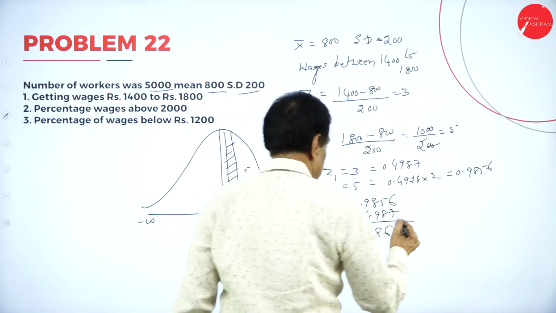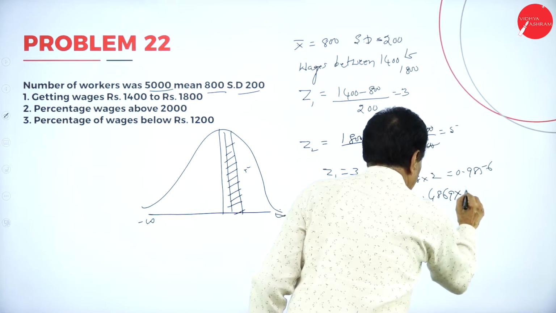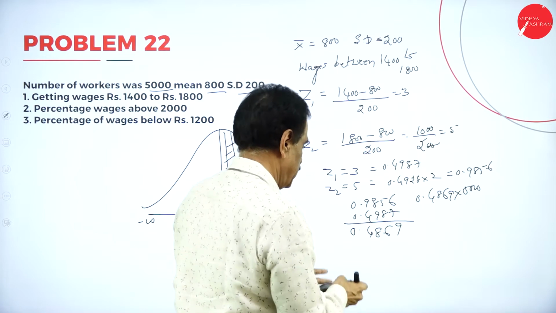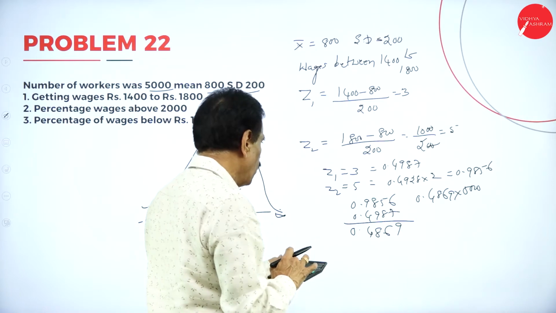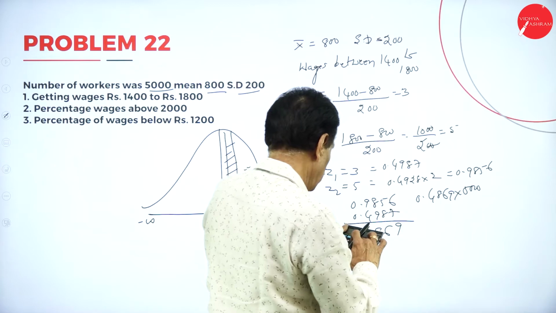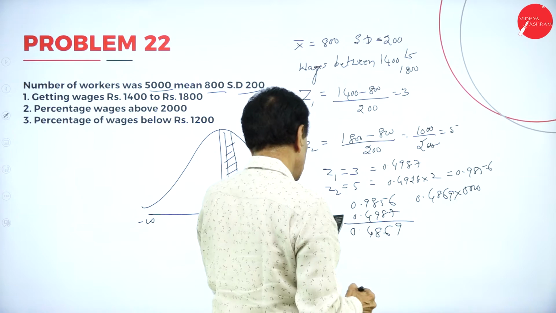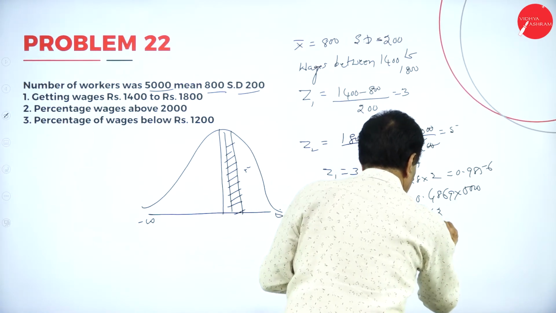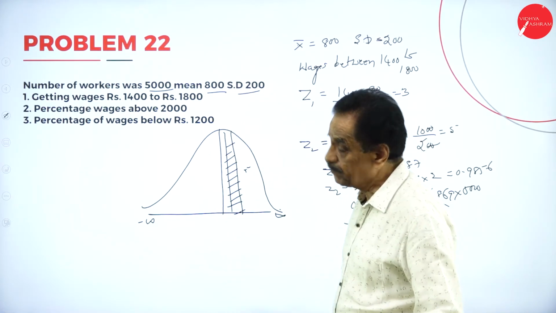Number of workers is 5,000. So 0.4869 into 5,000 workers gives 2434. So that's the highest value we got.